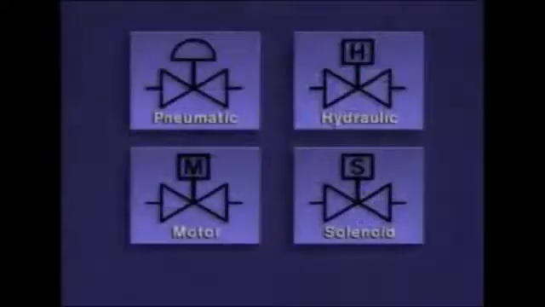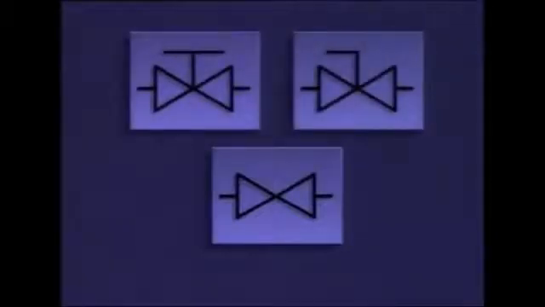Here we've used a gate valve symbol to show how the combined valve and actuator symbols would appear on a diagram. If an actuator isn't shown for a valve, or if the actuator symbol looks like a T or an upside-down L, it means that the valve is operated manually.